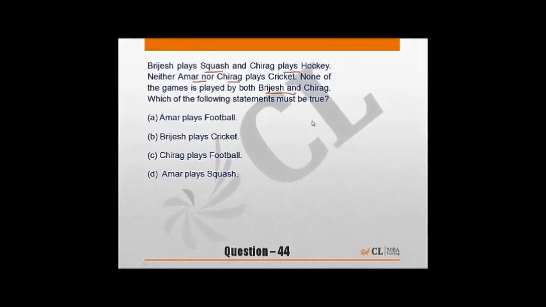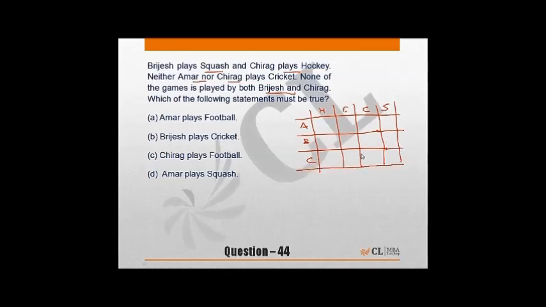Let's try to just jot down what has been given out here. A, B and C. We have hockey, we have football, we have cricket, and the fourth game is squash. Okay. Chirag plays hockey. Brijesh plays squash.